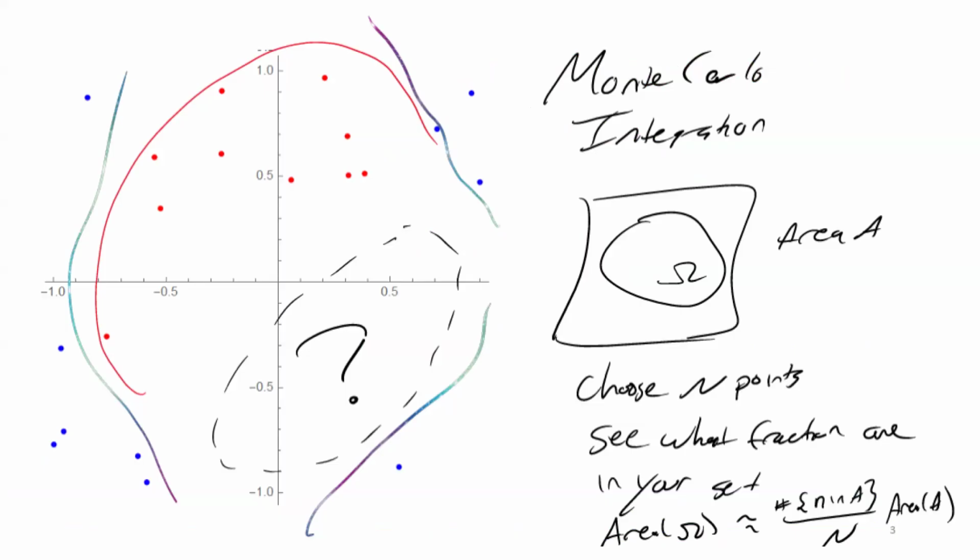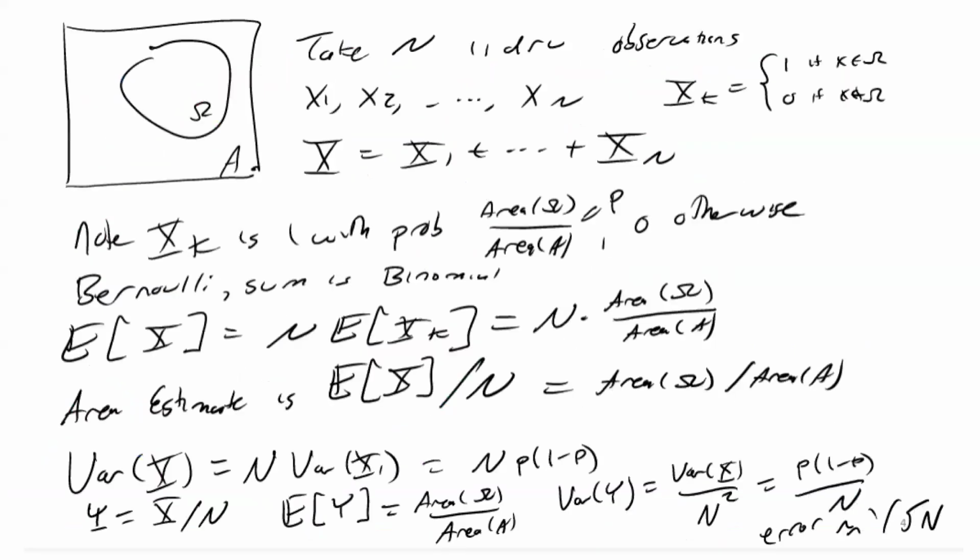It's extremely important that you throw the dots uniformly. If you have a region like the question mark region where nothing is going, then you might have a very inaccurate estimation of the area. And this is just going to follow from the central limit theorem.